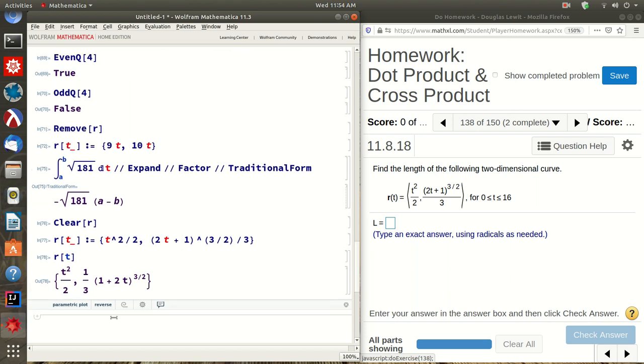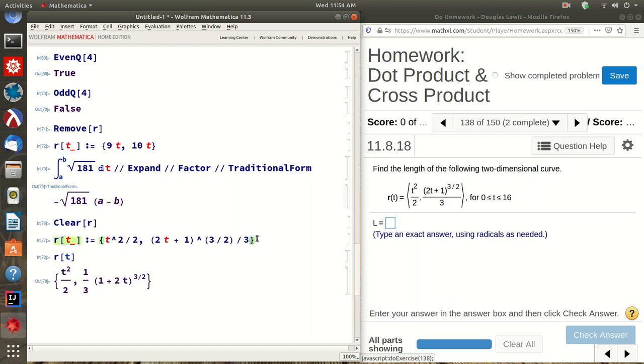So guys, it's the same thing as before. You take the derivative of the x component, you square it. You take the derivative of the y component, you square it. You place that under a square root, and then you integrate on the limits from 0 to 16.